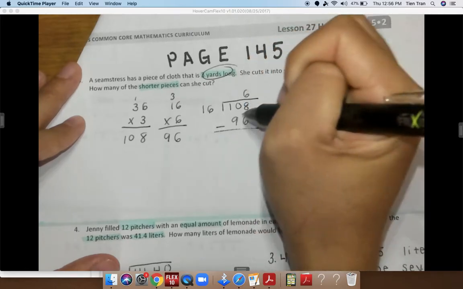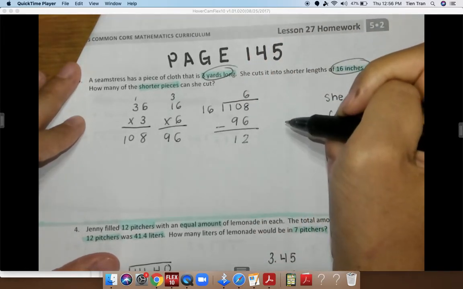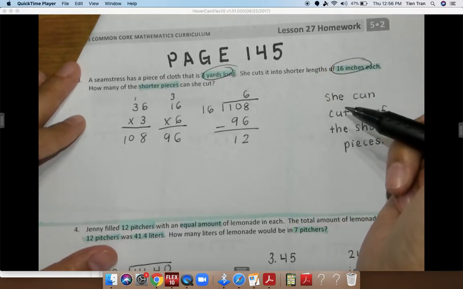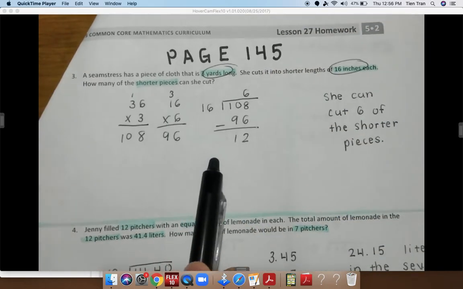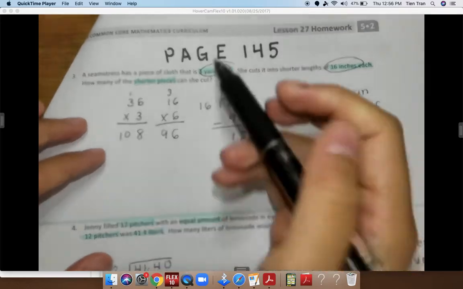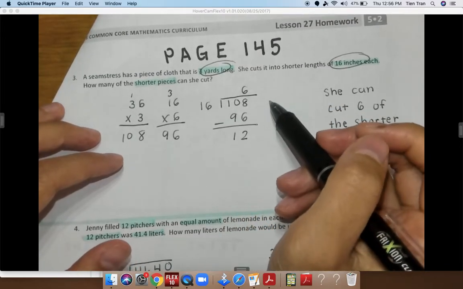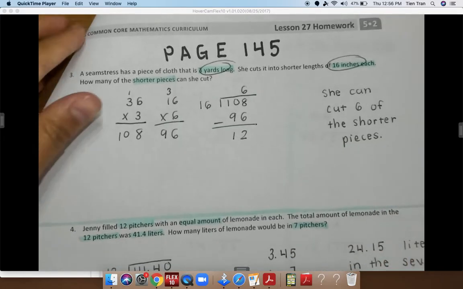I'm going to subtract. 8 minus 6 is 2. 10 minus 9 is 1. I get 12. So if I get 12, that means that she needs to cut 6 of the shorter pieces, because that's my remainder, right? So that's the full length that she can cut, 6. After that is going to be a decimal, and we want to know full length. So she can cut 6 of the shorter pieces. It's the most she can do.